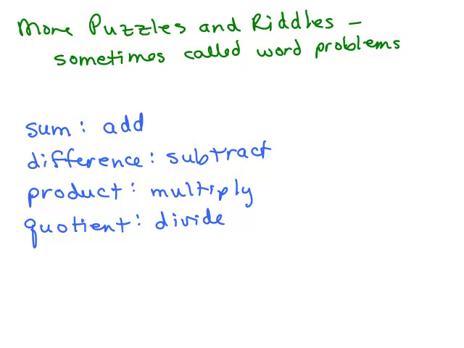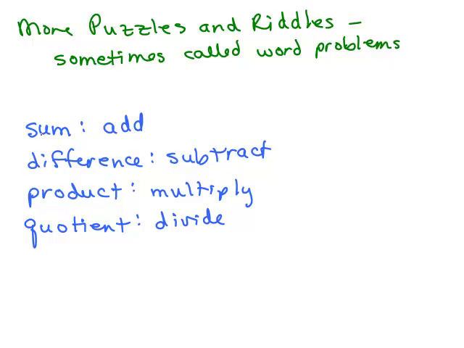We're going to continue with more puzzles and riddles, sometimes called word problems. And some of these will be using some common words for addition, subtraction, multiplying, and dividing. Sum usually means you're adding two things. Difference, you're subtracting. Product means you're multiplying, and quotient means you're dividing.